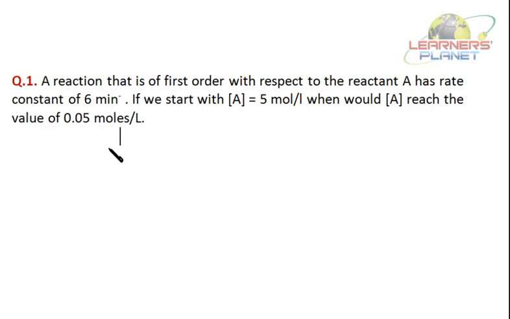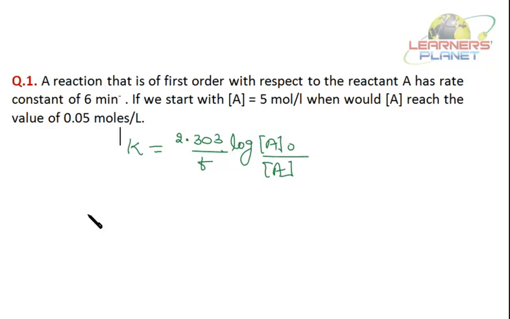So what is the integrated rate equation for the first order reaction? It's K is equal to 2.303 by T log of the initial concentration divided by the final concentration. Now what all do we have? The initial concentration is given as 5 mole per liter. The final concentration is 0.05 moles per liter. We are provided with the value of K. Let's put the values in the equation.